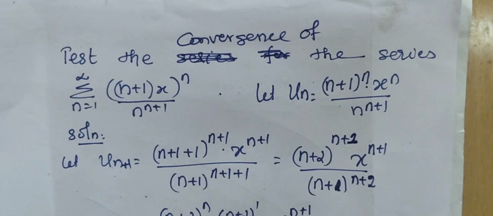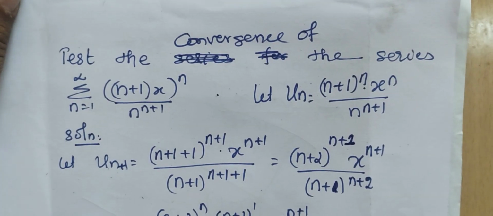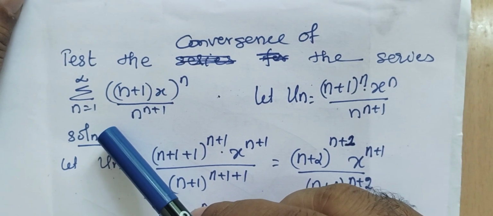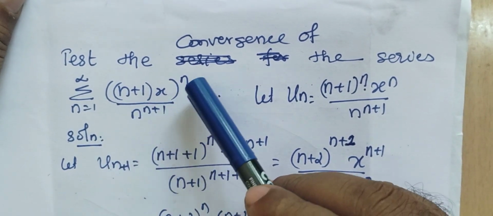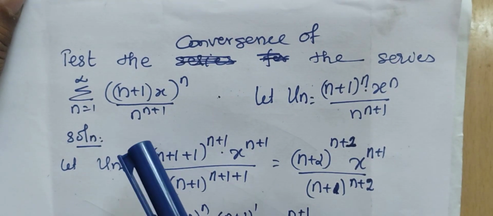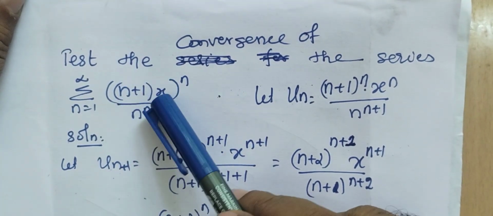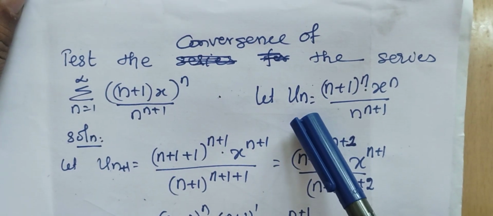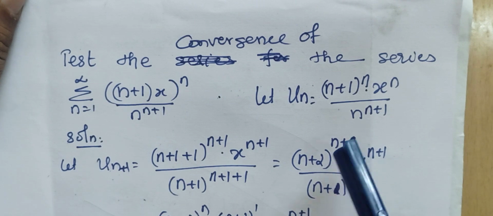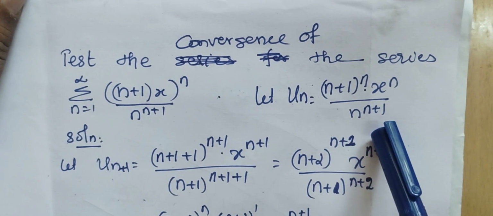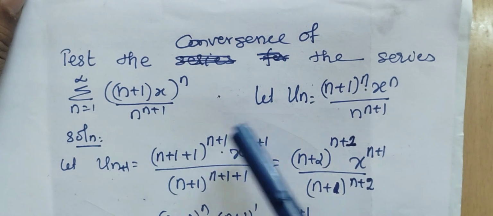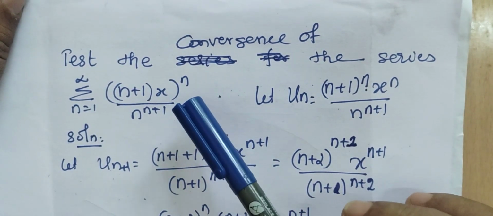So test the convergence of the series. This is summation n is equal to 1 to infinity (n plus 1)^n x^n by n^(n+1). Let u_n be equal to (n plus 1)^n x^n by n^(n+1). This series contains x^n.